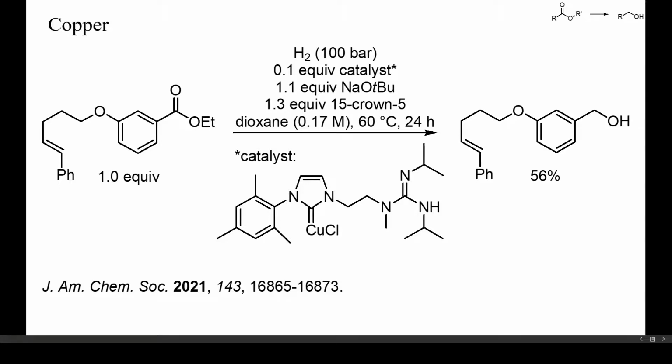A number of soluble catalysts are known that can bring about ester hydrogenations at more moderate temperature and pressure, but often some alkoxide or other co-catalysts are needed. In this example, 10% of a copper-carbene complex, together with a slight excess of a crown ether and sodium tert-butoxide, catalyzed the hydrogenation of an ethyl benzoate. No benzylic C-O bond cleavage or hydrogenation of the arenes or the alkene occurred.